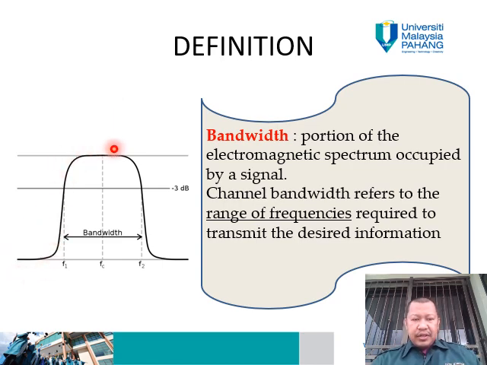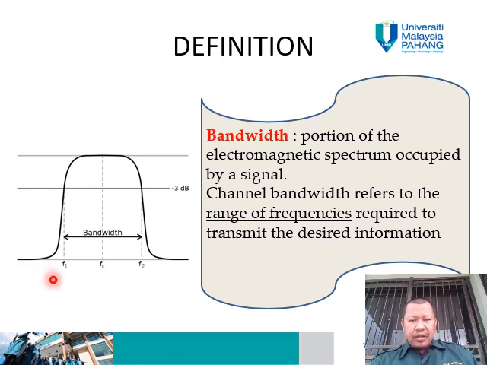This is a sample of a signal in the frequency domain. The bandwidth is defined as the portion of the electromagnetic spectrum occupied by a signal. Channel bandwidth refers to the range of frequencies required to transmit the desired information. So we can see from here, this is normally what we call a spectrum.